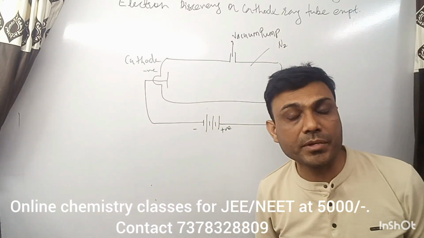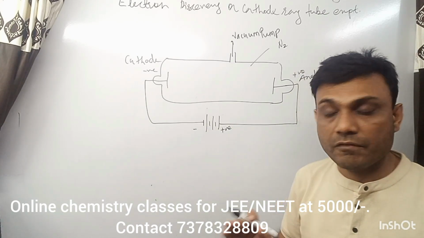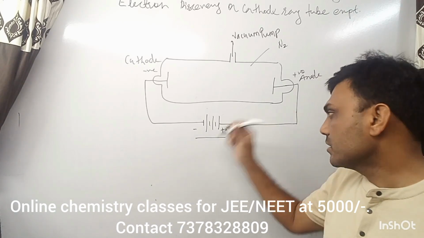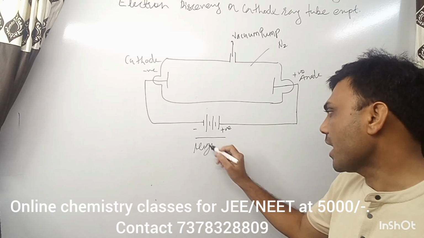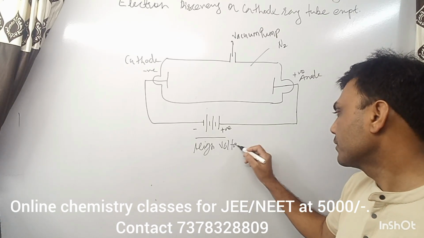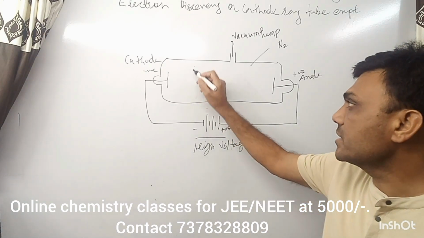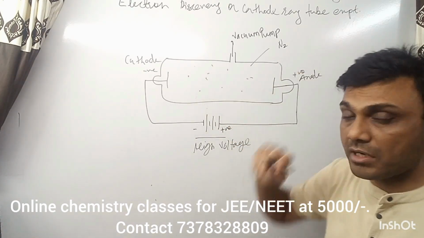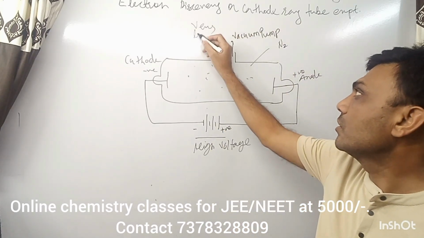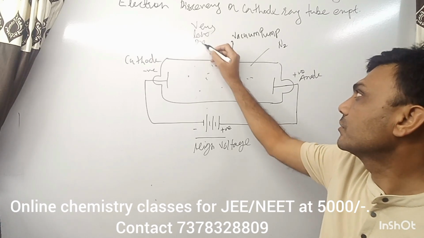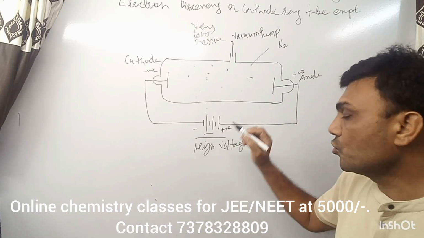Now to successfully perform the cathode ray tube experiment, there are certain conditions. One condition is that this battery should be of high voltage. The second condition is that the pressure of the gas should be very low. The pressure of the gas should be very low, and the voltage should be very high.